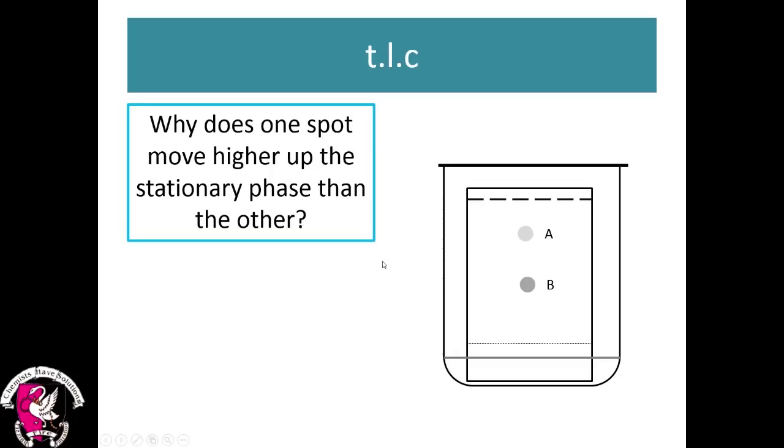So the question really is, why does one spot move up higher? So why is one spot higher or closer to the solvent front than the other one? So why is B lower down? Okay, and why I'm saying higher up the stationary phase, just because we're referring to this silica gel as our stationary phase. So why does it move further through the stationary phase than the other one? Okay, so use your textbook, see if you can come up with an answer to this. I'll give you a bit of time and then we'll go through it.